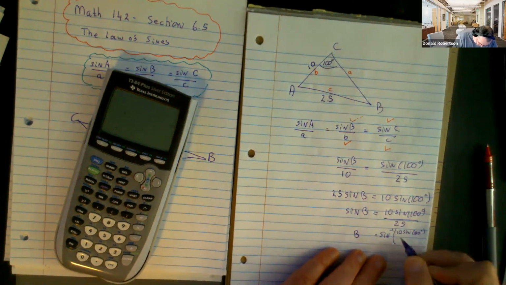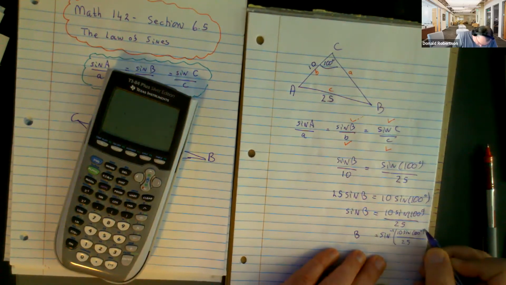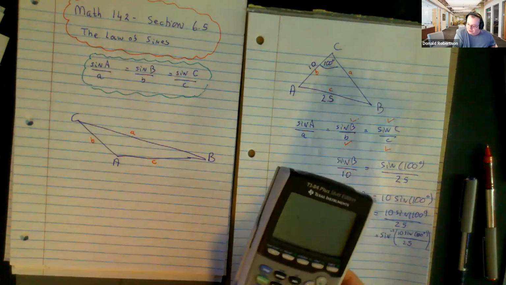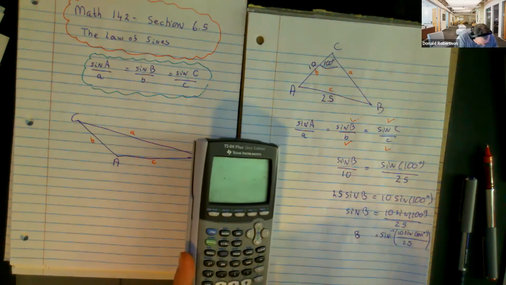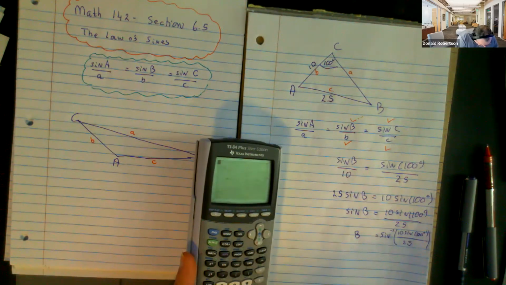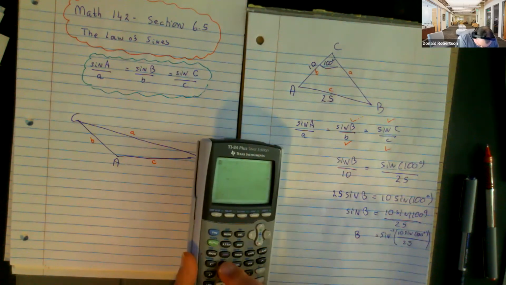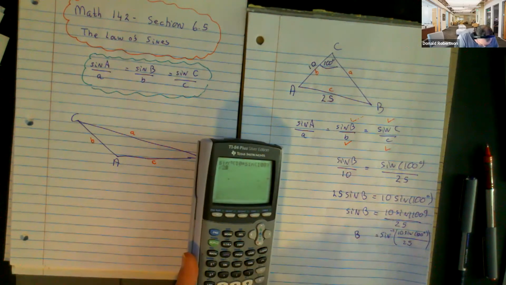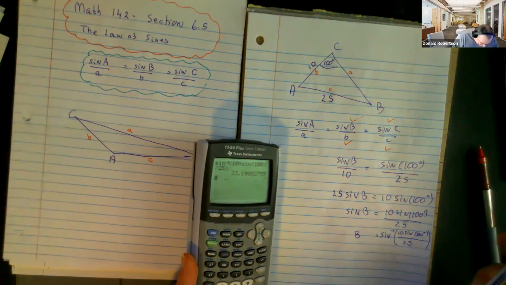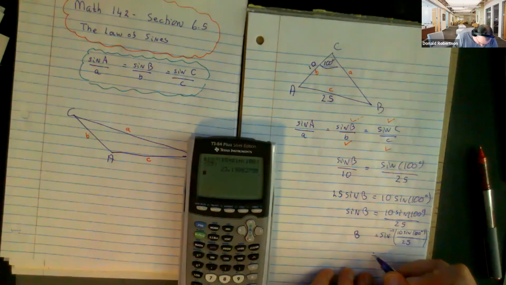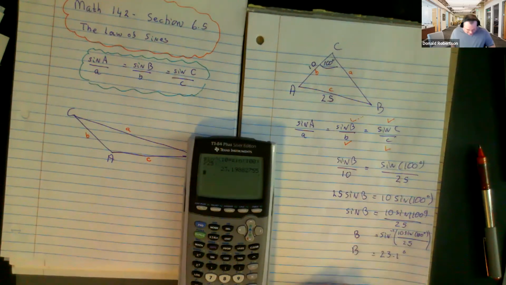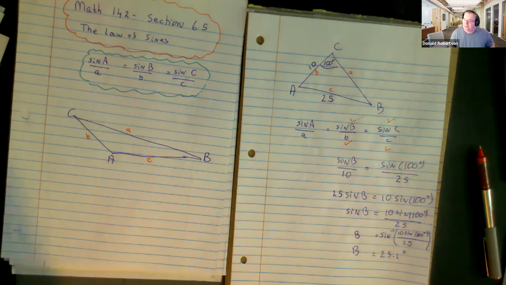I think it's easier if you just do one big horrible calculation than to do it twice. That's the only reason I'm doing this. So switch it on, clear out the old stuff. It's going to be the inverse sine of 10 times the sine of 100 divided by 25. And the answer I get is 23.1. Good. This one only has one answer.